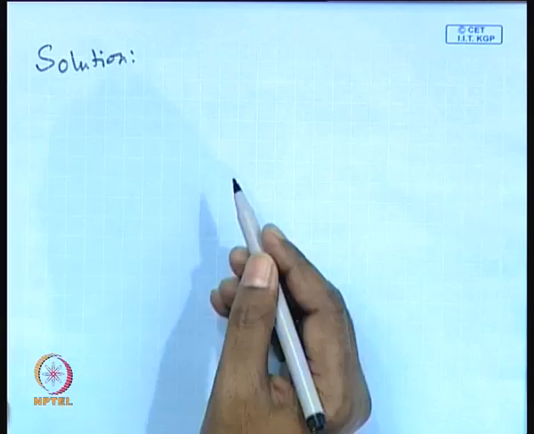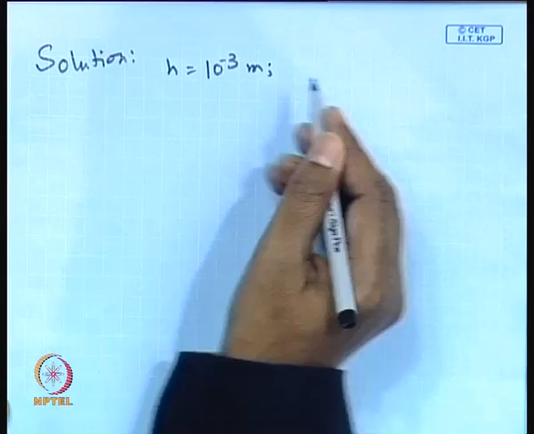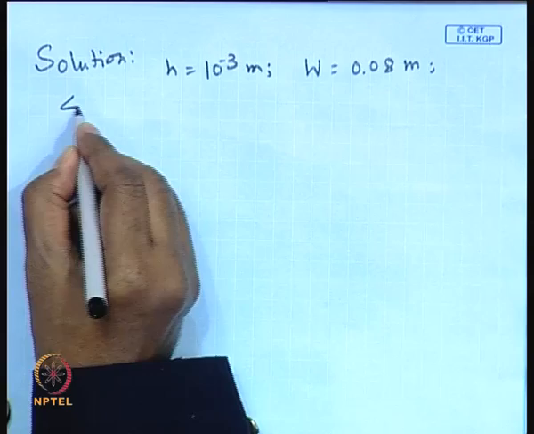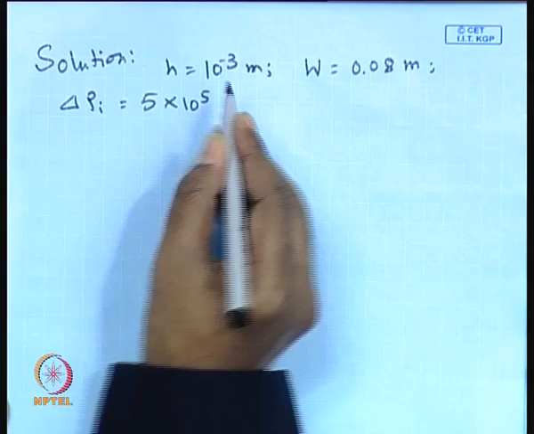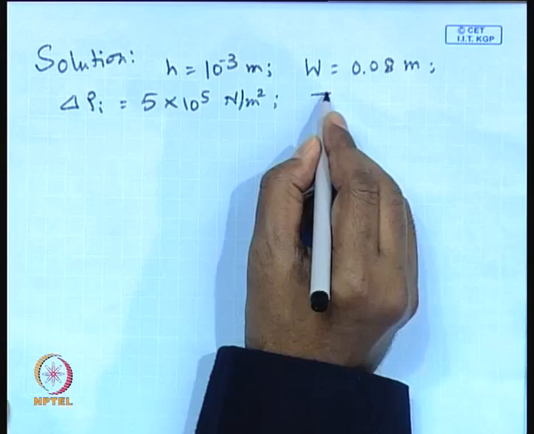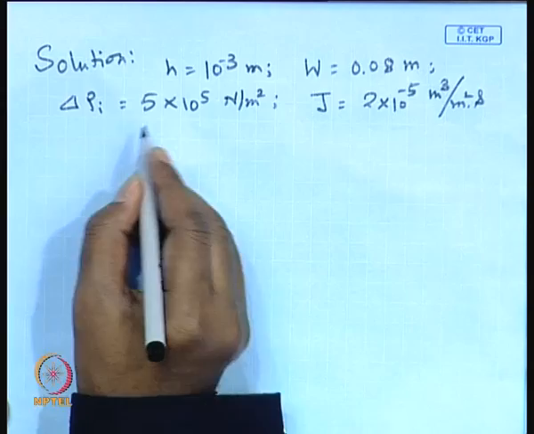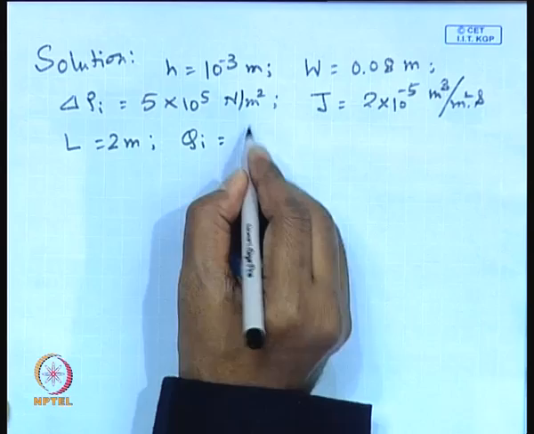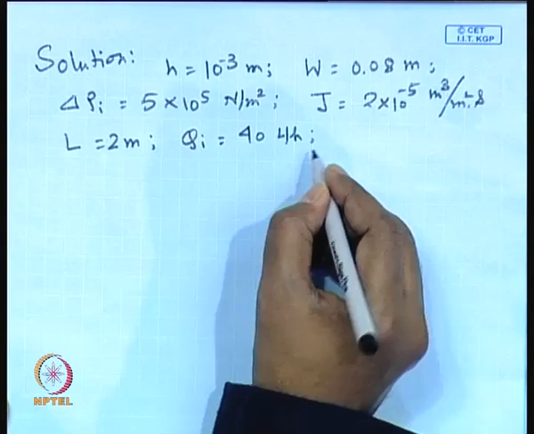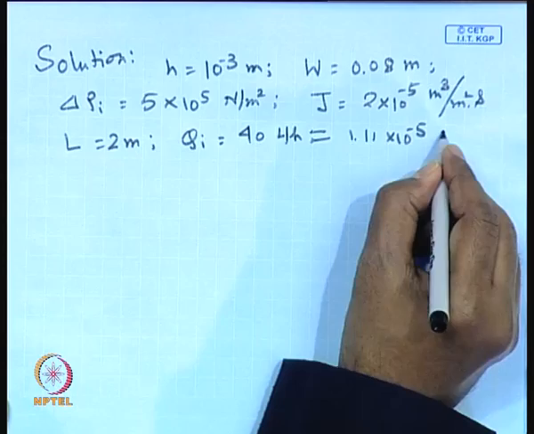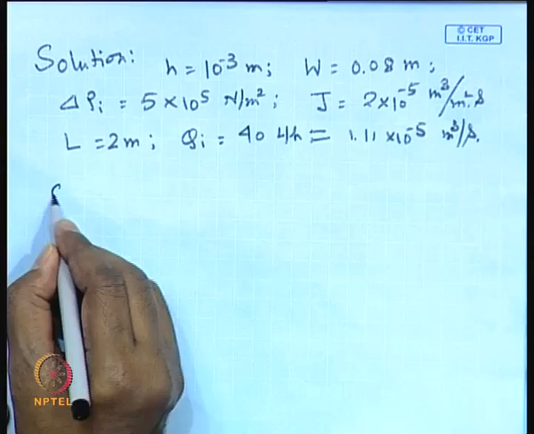Half height is 10 to the power minus 3 meter, that is 1 millimeter, W is 0.08 meter, delta P at the inlet point is 500 kilopascal, 5 into 10 to the power 5 newton per meter square. J is the constant flux, 2 into 10 to the minus 5 meter cube per meter square second. L is 2 meter, flow rate at the inlet point is 40 liter per hour, and if you change it into meter cube per second, this turns out to be 1.11 into 10 to the minus 5 meter cube per second. Okay. Now, let us solve the first part.